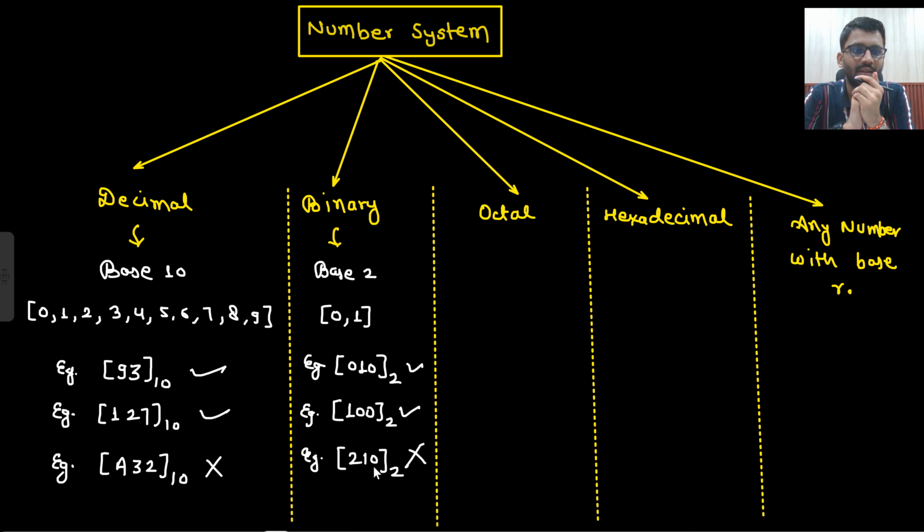Why? Because you do not even know the digit 2. If the base is 2, that means you know only 0 and 1. If the base is 10, that means you know from 0 to 9. But now you do not know 2 because the base is 2 only. So you know 0 and 1 only. If the base was 10, you would know from 0 to 9. If the base is 2, you know only 0 and 1. So this is not acceptable.